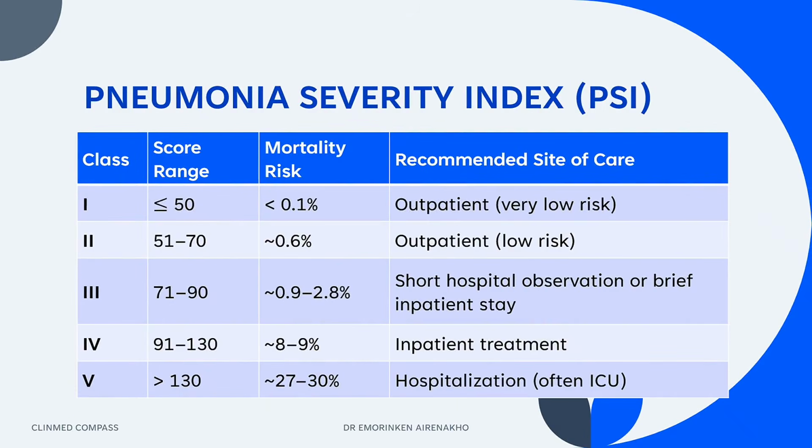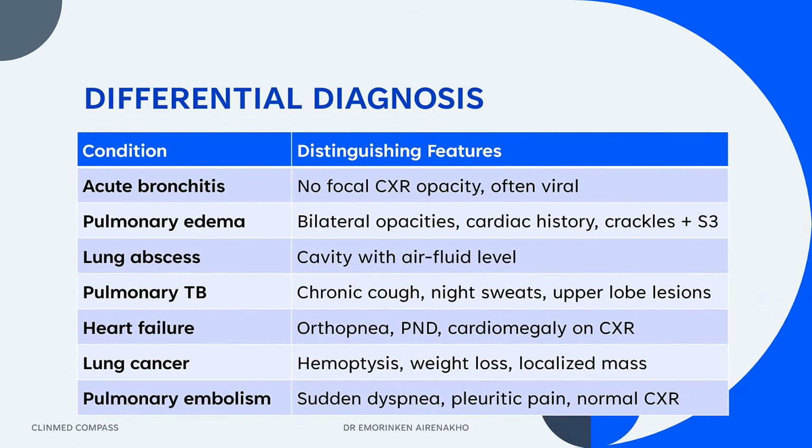This table highlights the risk categories of the Pneumonia Severity Index from class 1 to 5. Risk class 1 and 2 for outpatient care, risk class 3 for short hospital observation or a brief admission, class 4 for inpatient care, class 5 for inpatient care, and often in the intensive care unit.